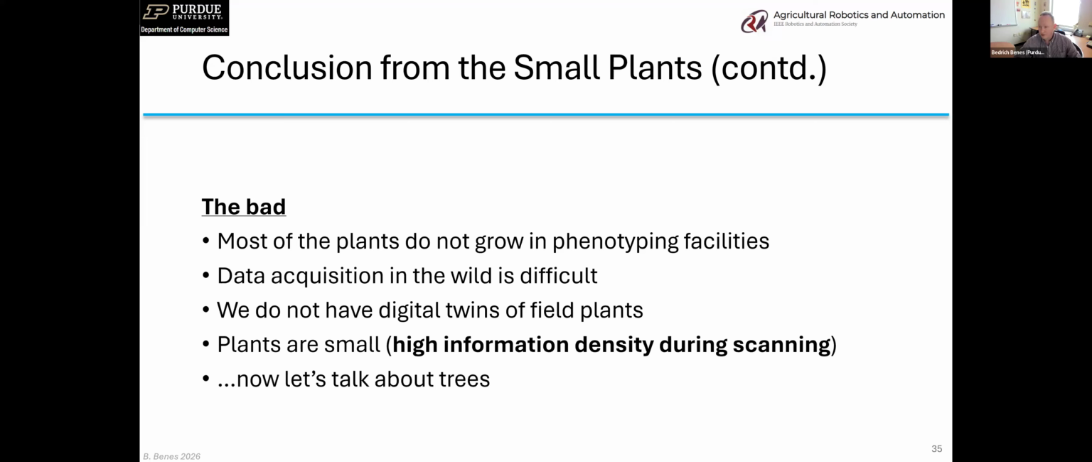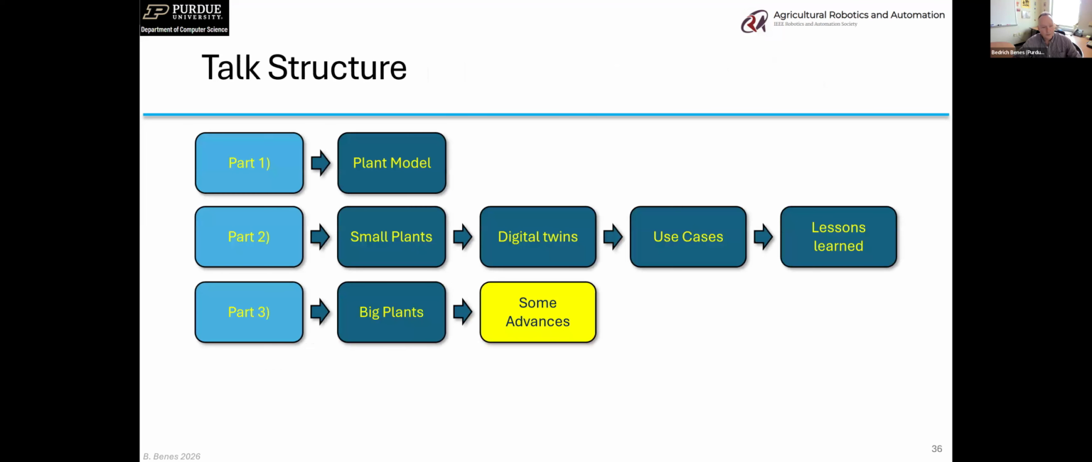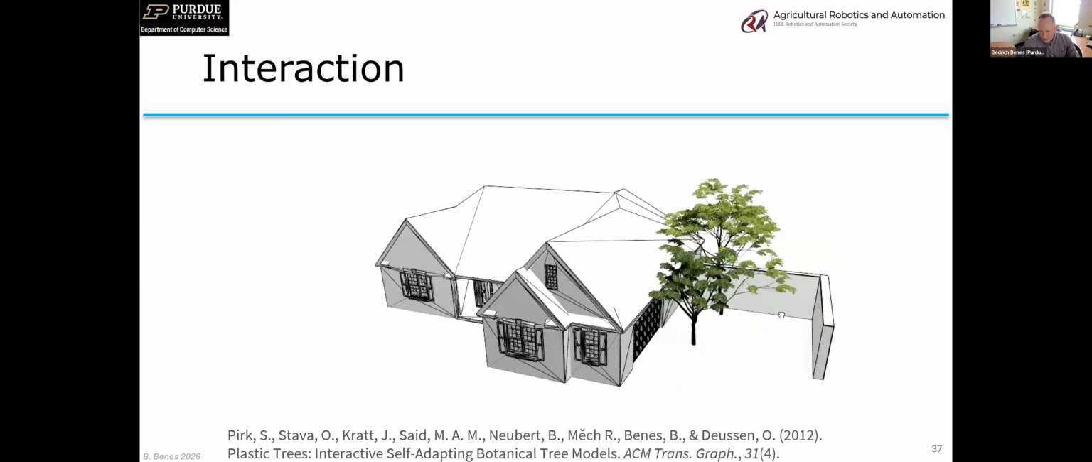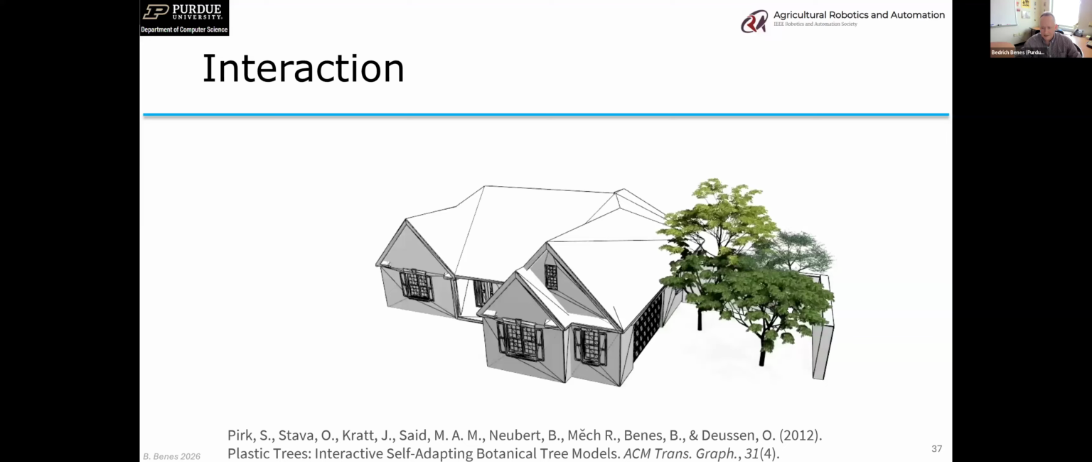So now let's talk about trees. Trees are much taller, much more complicated, and using the same scanners, we have way less information. So I will talk about big plants and some advances. There are many developmental and interactive models in computer graphics. These are some examples that my collaborators and I did.